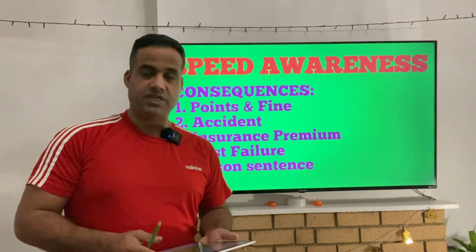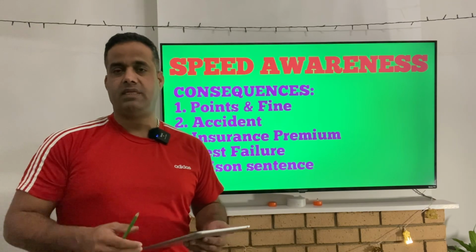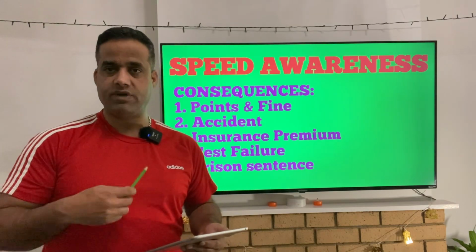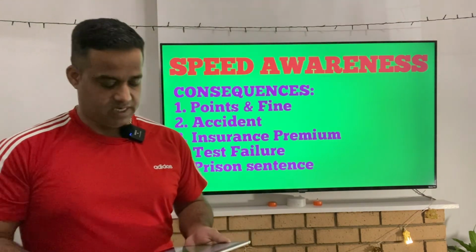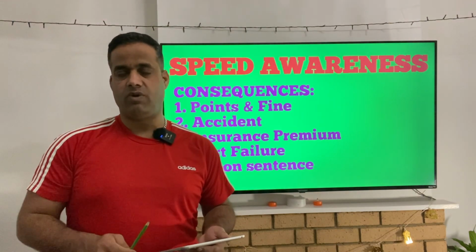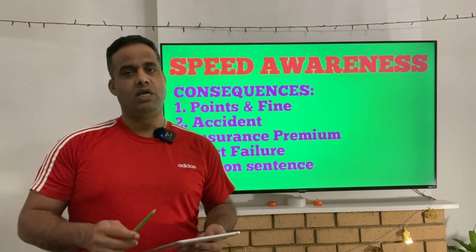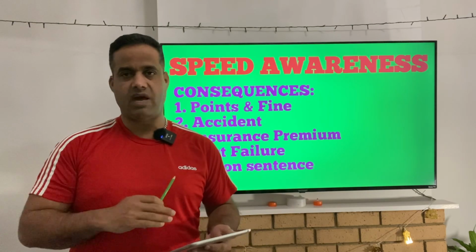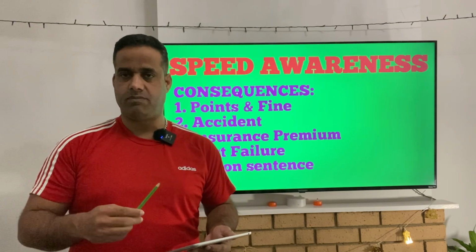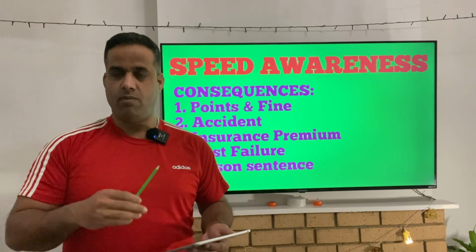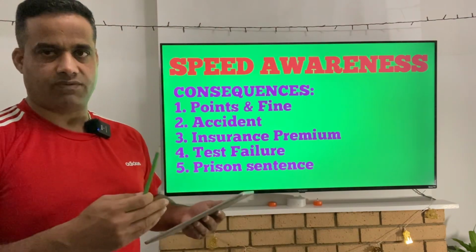So now we will discuss the consequences of the speed. If you are over speeding, what are the consequences? The very first consequence will be if you are sitting in the exam and if you exceed the speed limit, you will fail your test. They will never pass you if you are exceeding the speed limit, not even 1 or 2 more than the speed limit of the road.